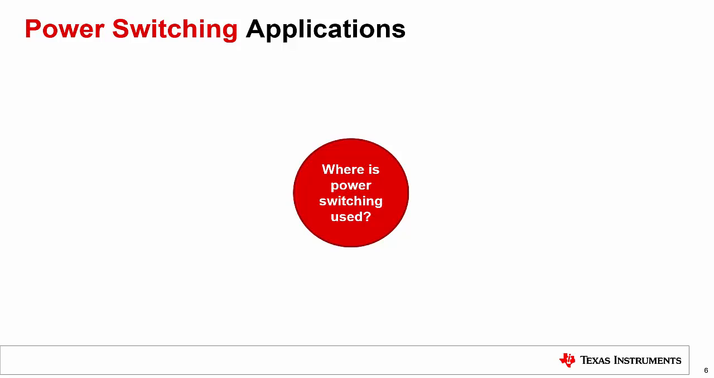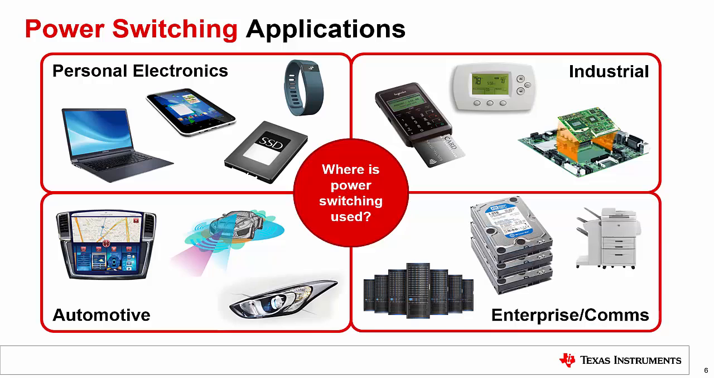So which markets and end equipments use power switching? Almost all of them. In personal electronics, there are many battery-powered applications, such as notebooks, tablets, and wearables, which use power switching to disable subsystems which are not being used. This reduces the power consumption of the system and increases battery life. In the industrial market, mobile point-of-sale machines use power switching to save battery life, while COM Express modules use power switching to regulate which voltage rails are being used and whether or not the system is in a standby state or not.